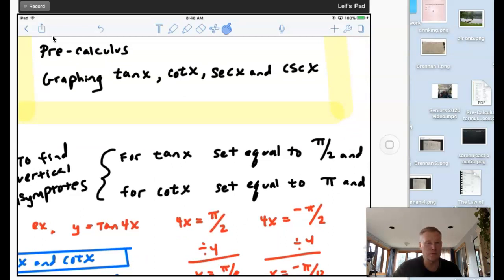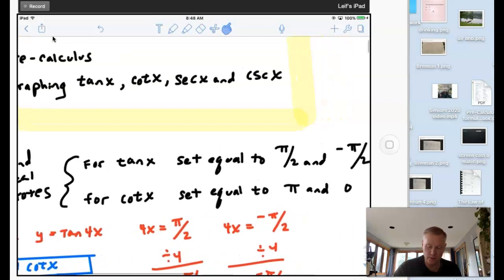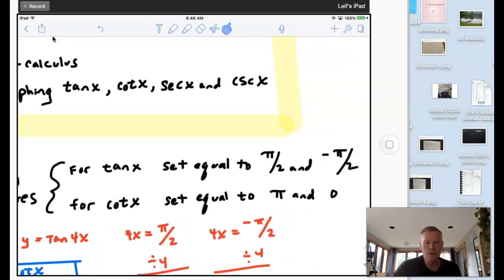For graphing tangent and cotangent, and this is all without a graphing calculator, it really has to do with vertical asymptotes. Remember, an asymptote is a line that something approaches. Usually, it's a curve that approaches but never gets to. So we want to find the vertical asymptotes. For tangent, if you remember these two things, your life will be easier: you set what's after the tangent equal to pi over 2 and negative pi over 2. I'll show you an example in a minute. For cotangent, you set whatever is after the cotangent equal to pi and 0.